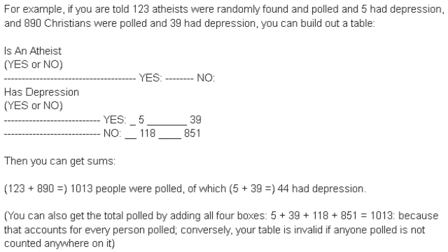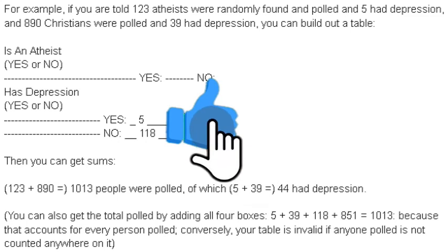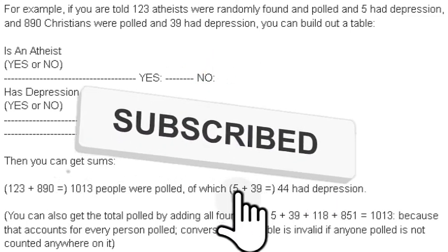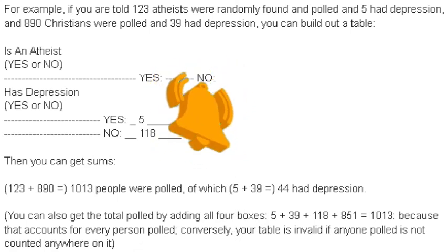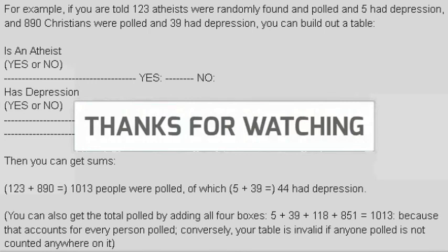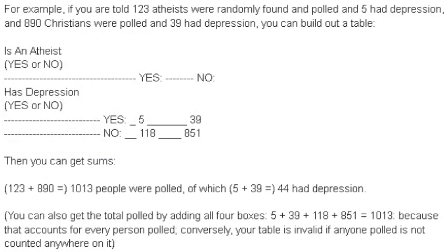For example, if you are told 123 atheists were randomly found and polled, and 5 had depression, and 890 Christians were polled, and 39 had depression, you can build out this table. Then you can get the sums. 123 plus 890 equals 1,013 people were polled, of which 5 plus 39, 44, had depression. You can also get the total polled by adding all 4 boxes and coming up with 1,013, because that accounts for every person polled. Conversely, your table is invalid if anyone polled is not counted anywhere on it. Non-atheists, which in this example are all polled as Christians, sum up to 890, because 39 with depression plus the 851 without accounts for all of them, 890.